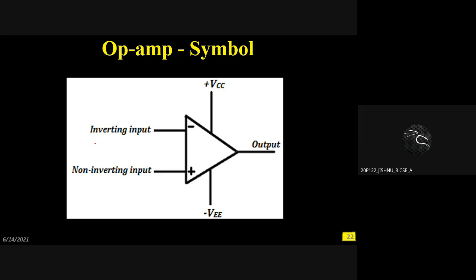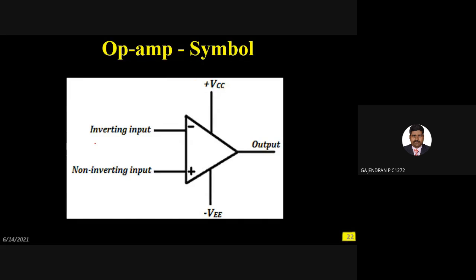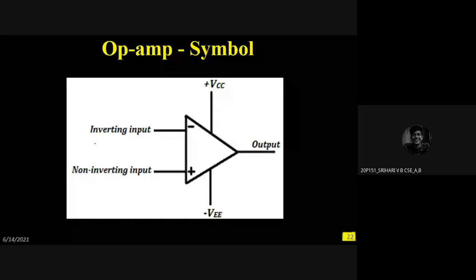The CC does not stand for common collector. VCC stands for collector DC supply. That's it, collector supply. That means the collector terminal of this BJT transistor is connected at that point. Am I right? At that side only we connected our collector terminals. Yes, VCC, sir, that is a collector supply.